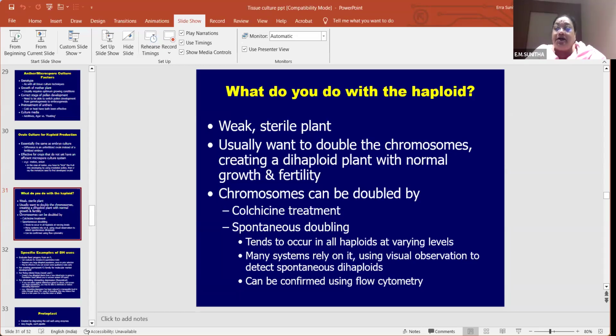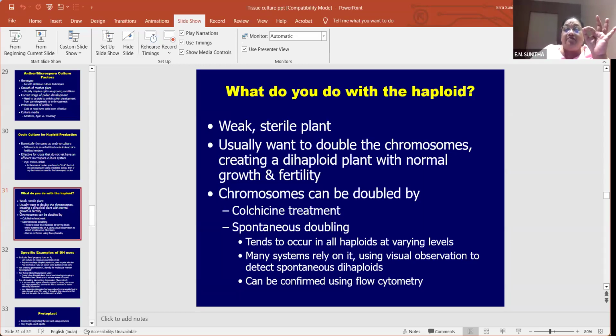Let it be anther or ovule, it will have only a single set of chromosomes. Seed setting will form when you have two sets of chromosomes, heterozygous, one from the mother and one from the father. Only then will you have the diploid condition and seed setting. The drawback here is that haploid plants are first of all weak and sterile in nature.